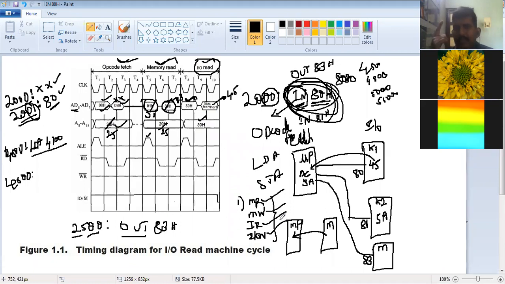Satvik, think and answer. For the OUT instruction, from where to where will the data be transferred? Kannan, you are right. From the accumulator to the monitor. Monitor is what device? Output device. Do you have input output read only, or input output write also?